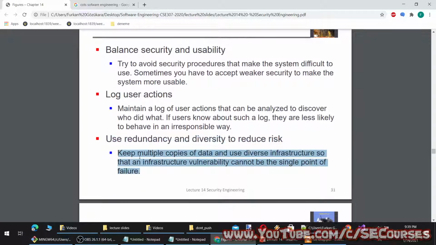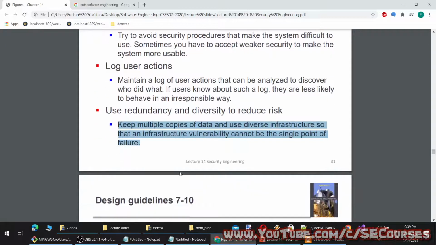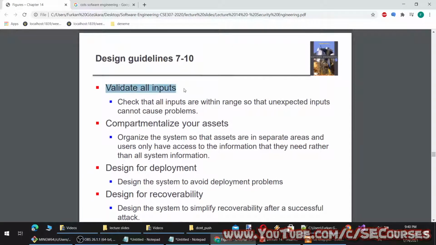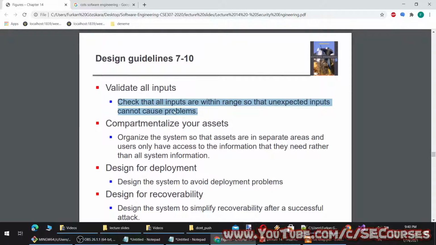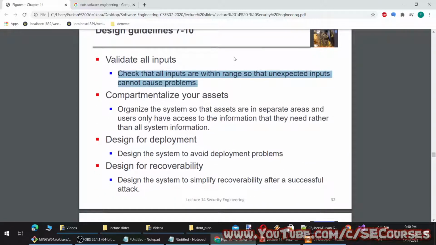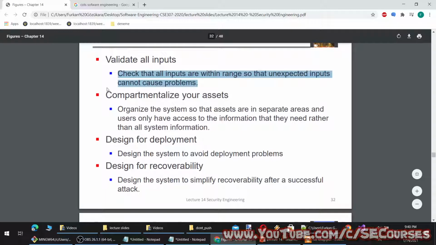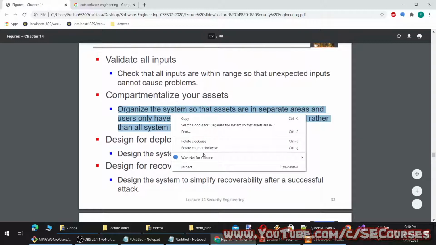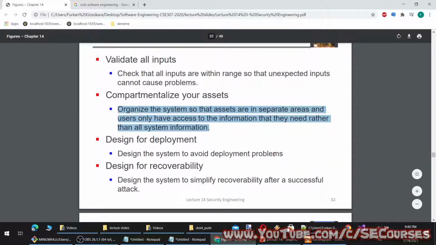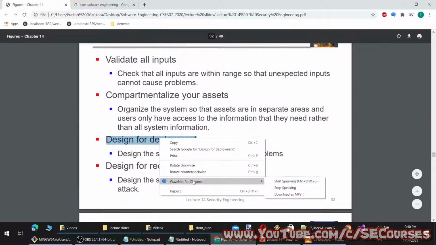Use redundancy and diversity to reduce risk. Keep multiple copies of data and use diverse infrastructure so that an infrastructure vulnerability cannot be the single point of failure. And the number one rule, the most important one according to me: validate all inputs. Check that all inputs are within range so that unexpected inputs cannot cause problems. Compartmentalize your assets. Organize the system so that assets are in separate areas and users only have access to the information that they need rather than all system information.